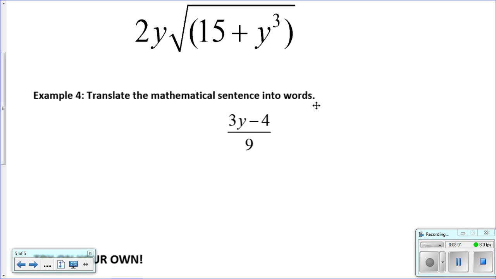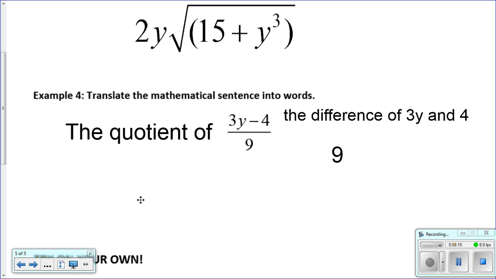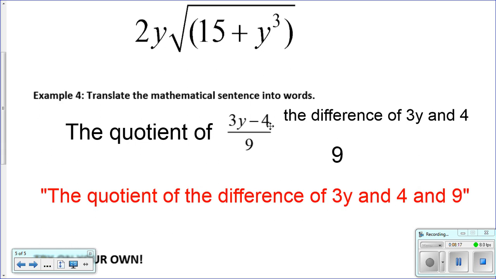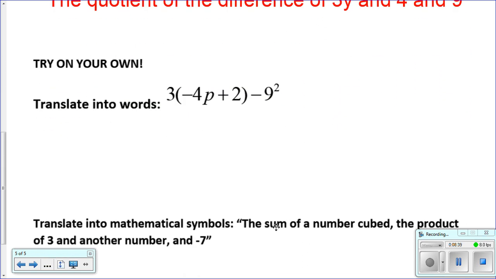Example 4, translate the mathematical sentence into words. Alright, well here we have the difference of 3y and 4. Here on the bottom we have 9. And the whole thing means I'm dividing, which is quotient of. So to put it all together, the quotient of the difference. Whenever I say quotient, the first thing is always going to be the numerator. So the numerator is the difference of 3y and 4. And that means it's going to go on to the denominator, which is 9. Okay? So go ahead and give these a try, these two.